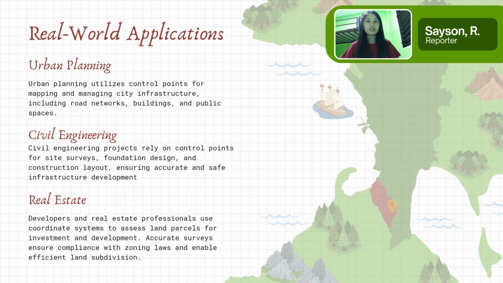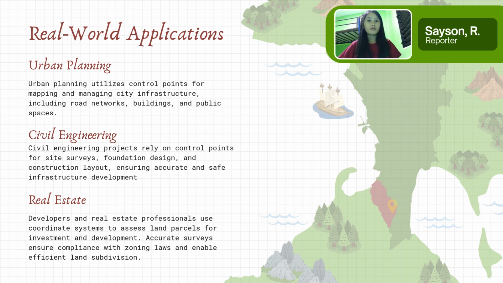Second, civil engineering projects rely on control points for site surveys, foundation design, and construction layout, ensuring accurate and safe infrastructure development. For example, in creating a dam, it requires precise geodetic control points to manage the flow of the water and to ensure long-term stability.